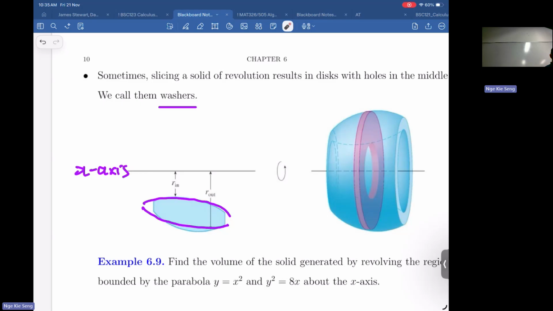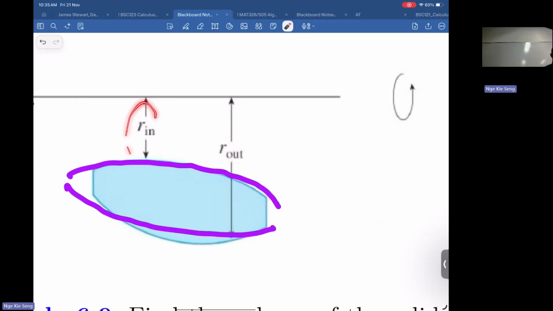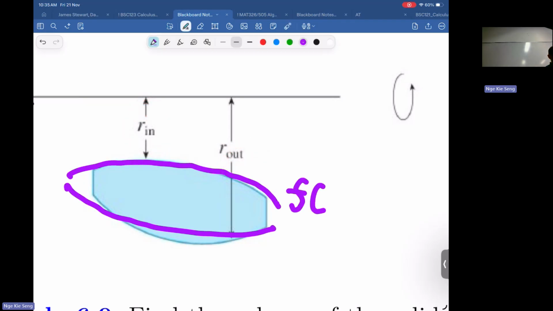So in this case, there are two radii you need to look at. Maybe the inner radius is controlled by one function, and the outer radius controlled by the other function. So what's the next thing we want to do? Obviously, we want to find the volume. So how on earth are we going to do this?